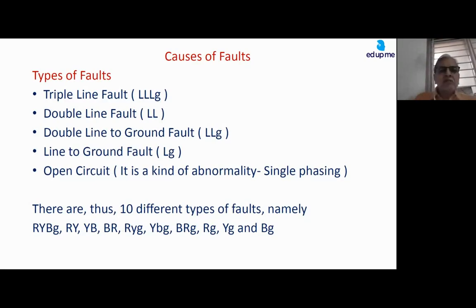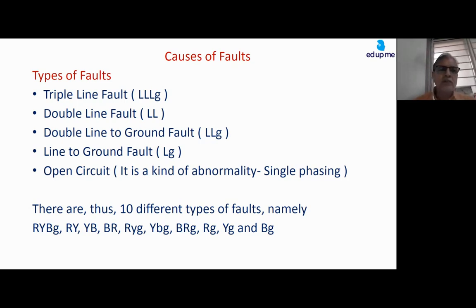Power is generated and received by the consumers, right? And if at all it operates normally, there is no problem. But faults are inevitable. One cannot avoid faults, right? Faults do occur. Faults always occur. There are many reasons for the faults.